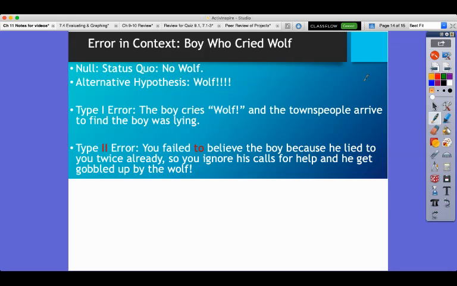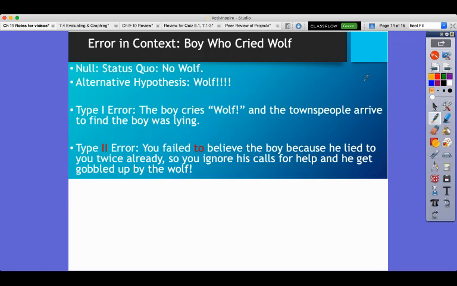Type 2 error, you failed to believe the boy because he lied to you twice already. You ignore his calls for help. So we fail to reject the null of no wolf. The boy's evidence of crying wolf, we believe it, and he was lying. That's type 1 error. We think there's only a 5% chance that someone would cry wolf when there's no wolf, so we believe it. We'd say that's sufficient evidence to go rescue the boy, and we were wrong because he was lying. That's a type 1 error.